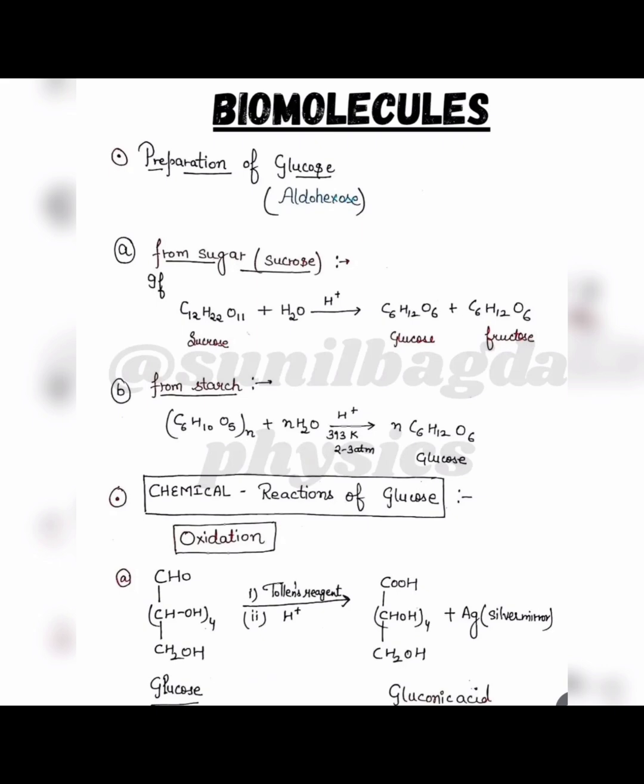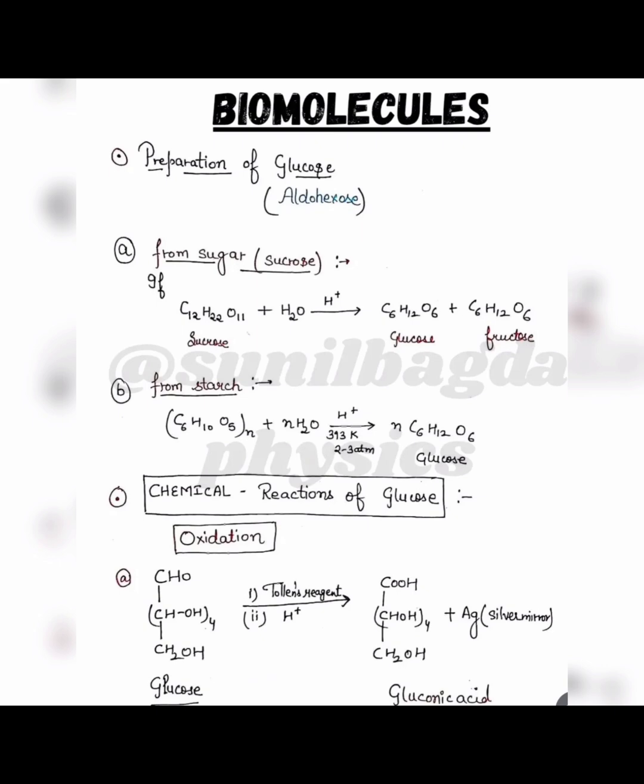In the laboratory, glucose can be prepared from sucrose as well as starch. Sucrose undergoes hydrolysis in acidic condition. It gives glucose as well as fructose. The molecular formula of sucrose is C12H22O11. When it undergoes hydrolysis in acidic condition, it forms glucose, that is C6H12O6, and fructose, that is C6H12O6. Both these molecules, glucose as well as fructose, have the same molecular formula, but they are functional isomers of each other. The second method is from starch.